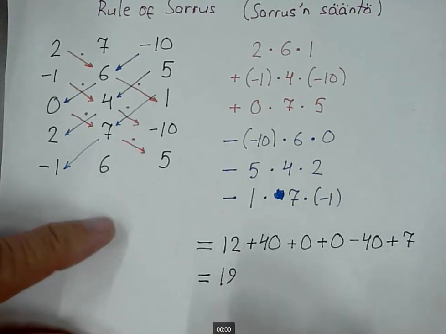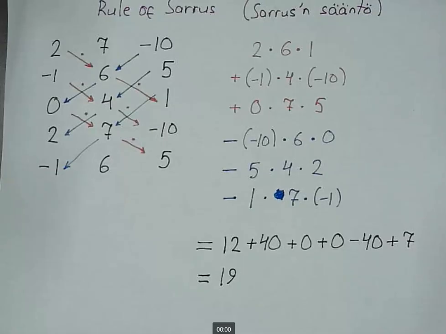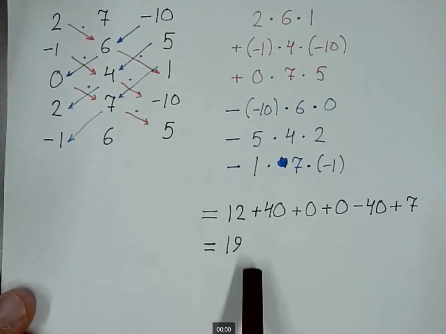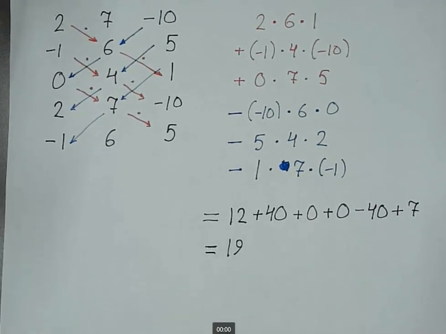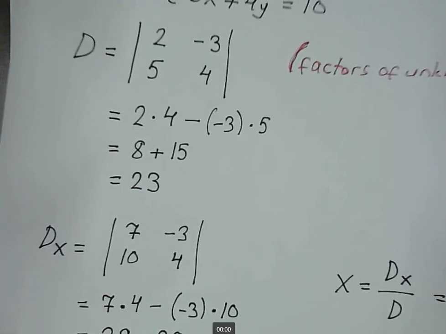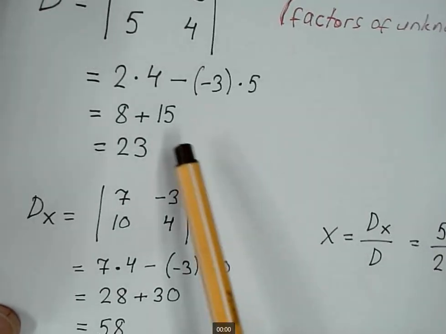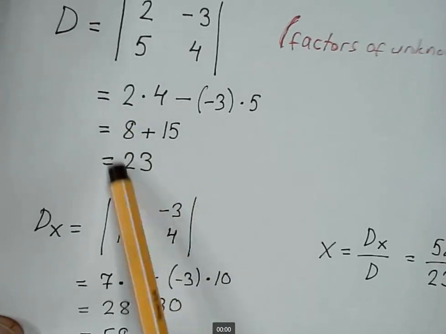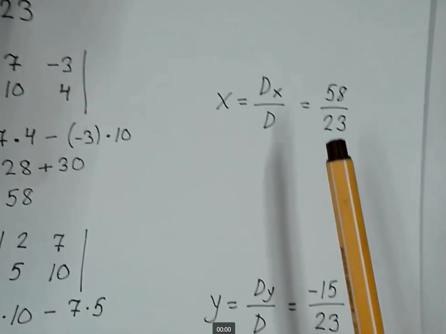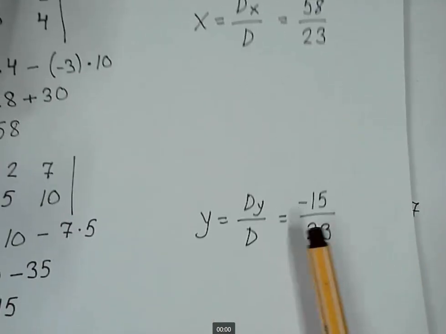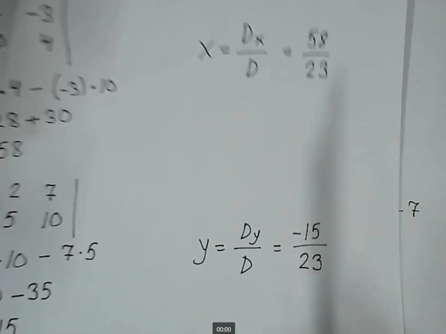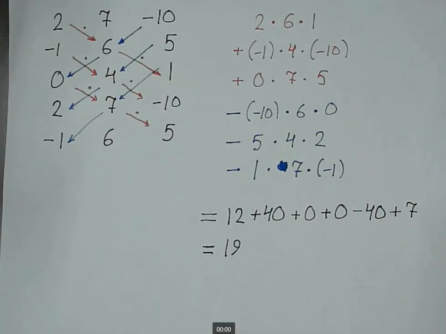And this number will be the value in the nominator in all unknowns. X, Y and Z all have this number below the line. The same as we had here. We had this example here, and we calculated the value of D, and this 23 came here and here, and they were both below the line. This will be, in this case, 19.